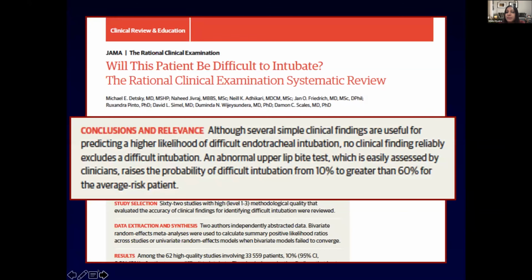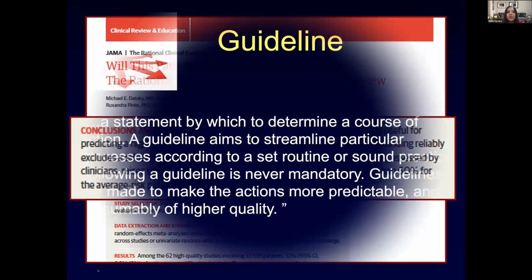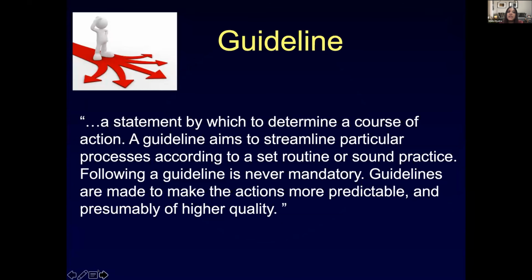But what is most important is to use your conventional tests for difficult airway assessment, but always be prepared that even though the test has predicted that this will not be an anticipated difficult airway, any airway may be a difficult airway, and you should be prepared to manage an unanticipated difficult airway. So that's the real message from this. And for this, we have guidelines.